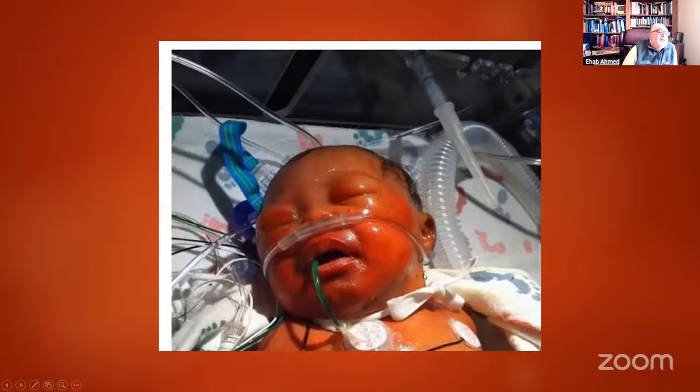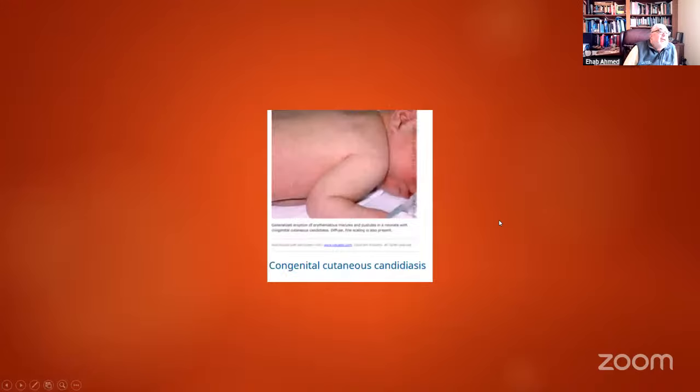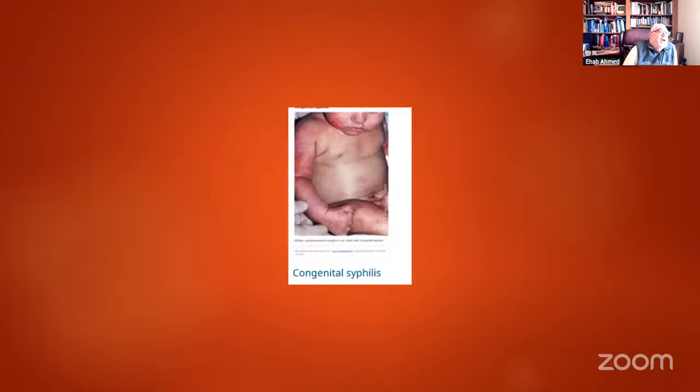This is easy. What is this? The 4S, yes, this is herpes, and this is congenital candidiasis. It can be macular, papular, maculopapular erythematous with peeling of the skin. And this is the congenital syphilis rash. Characteristically, it affects the palms and soles, but it can affect the body and the face.